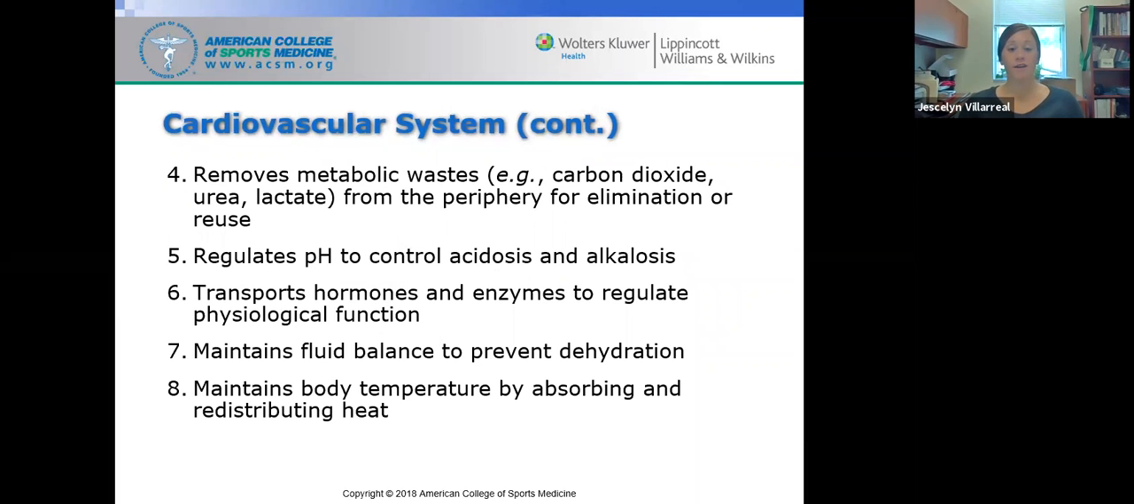Additionally, the cardiovascular system is responsible for removing metabolic waste like carbon dioxide, lactate, urea from the periphery for elimination or reuse. It's also looking at regulation of pH to control acidosis and alkalosis. Transporting hormones and enzymes to regulate physiological function. It maintains fluid balance to prevent dehydration, and it maintains your body temperature by absorbing and redistributing heat.